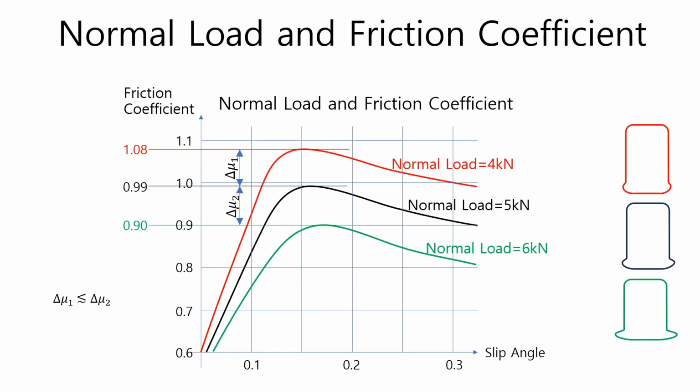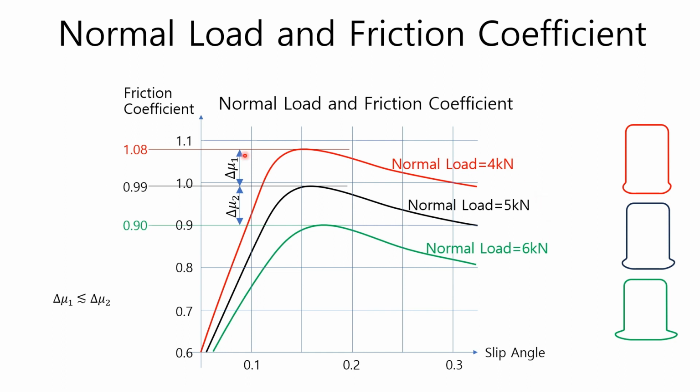First, let's look at the relationship between the normal load of the tire and the friction coefficient. If you measure the friction coefficient while increasing the normal load on the tire, you will see that the friction coefficient decreases as the normal load increases. It can be seen that the friction coefficient does not increase in proportion to the increase in the normal load, but decreases as the normal load increases.